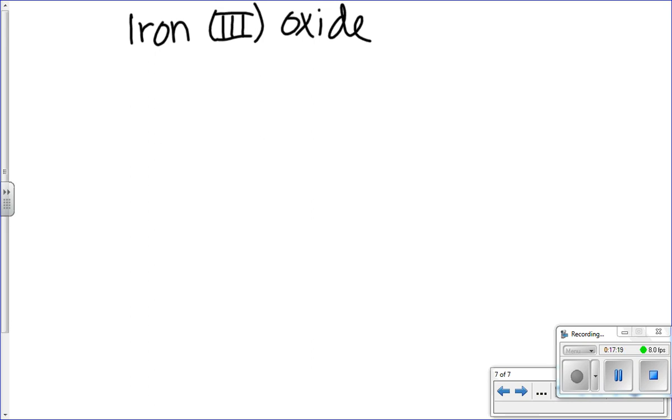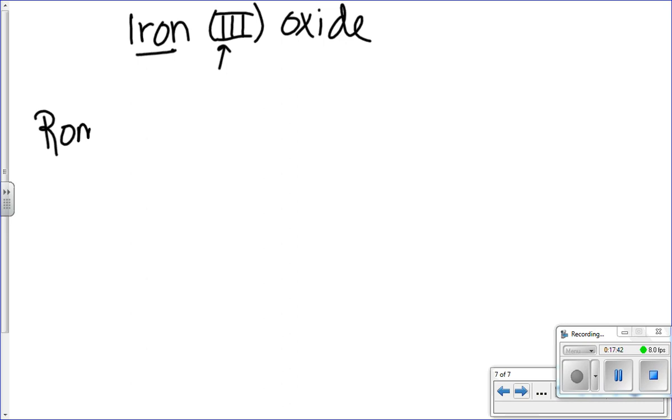Okay. Iron is one of the transition elements, which means that it doesn't follow the trends. So sometimes it can have different numbers of valence electrons, or different oxidation numbers. So when you see an element that has a Roman numeral next to it, you should know that that's a transition element, and that Roman numeral tells us something.